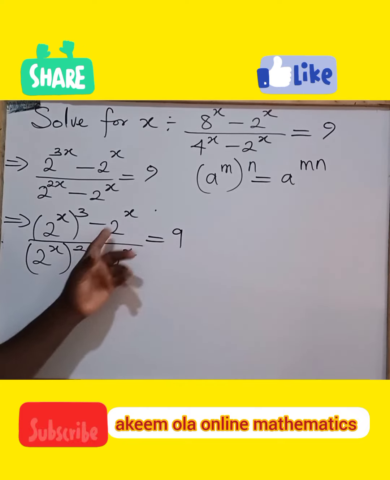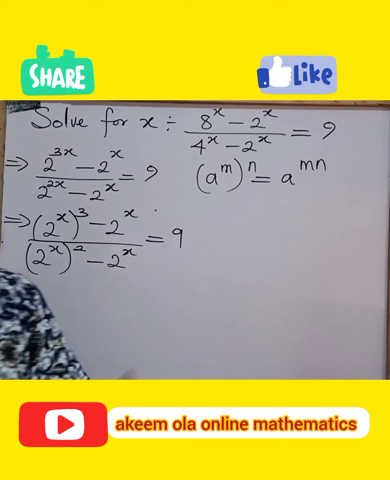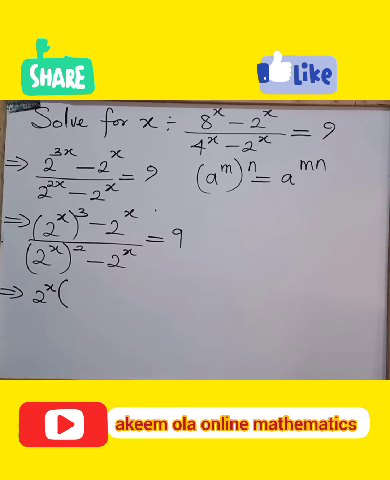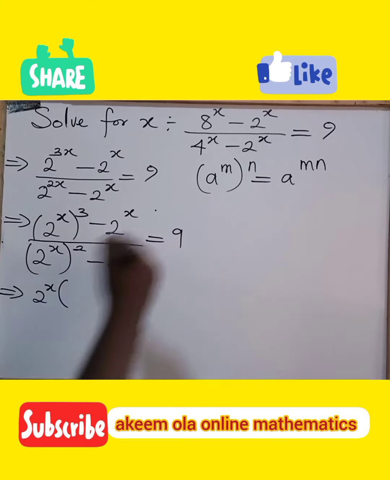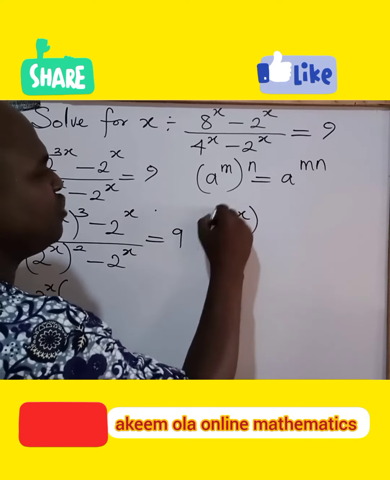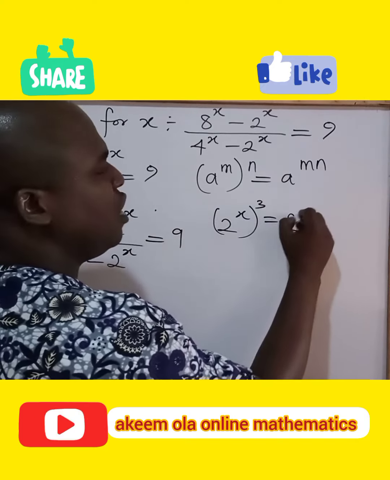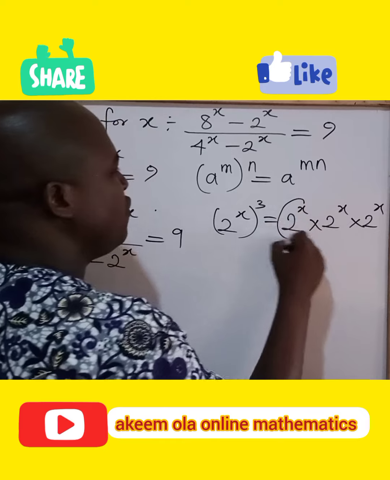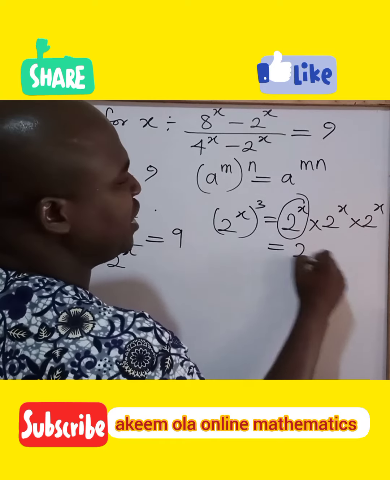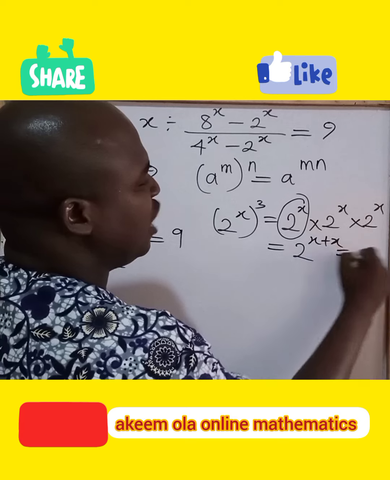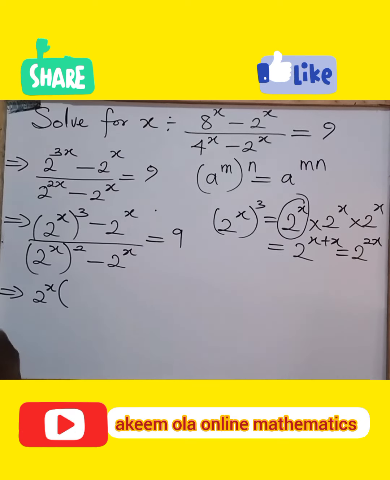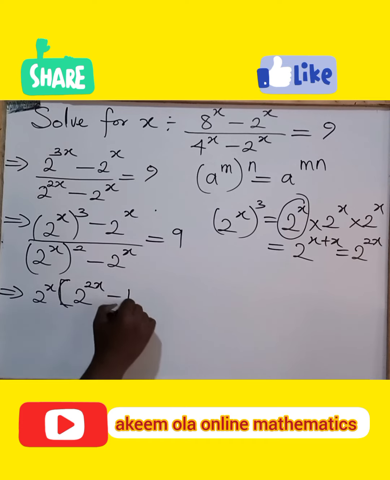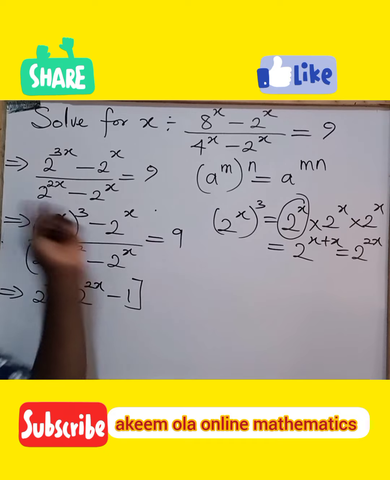So you can see 2 to the power of x is common, so we can take it out. If you move it out now, for the numerator we have 2 raised to power x, everything raised to power 3, which means you are going to have 2 raised to the power of x times 2 raised to the power of x times 2 raised to the power of x. When you move one out, by the law of indices, you are going to have x plus x, and that will give us 2x. So here we are going to have 2 to the power of 2x minus 1, since we have taken the one that is common out.